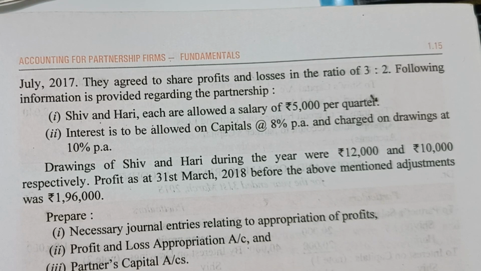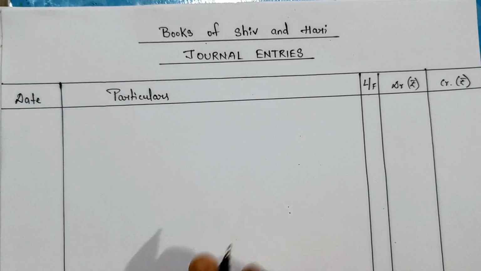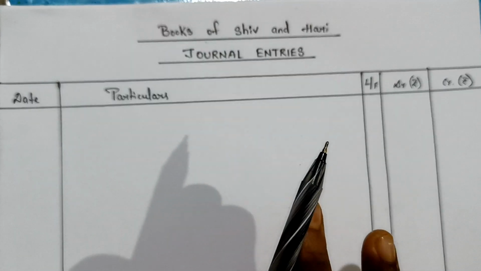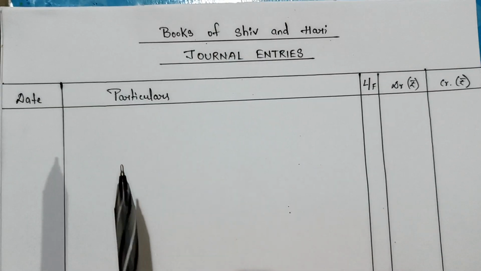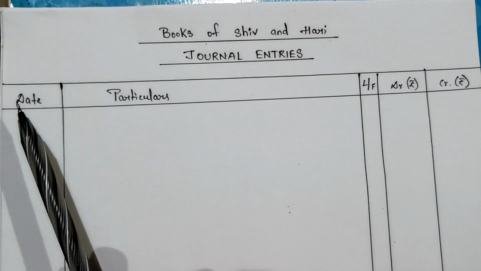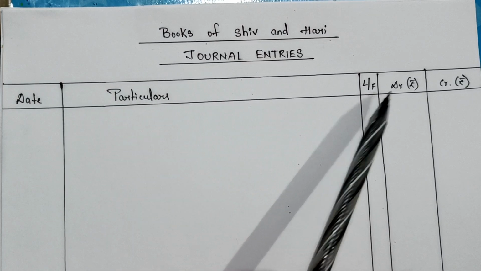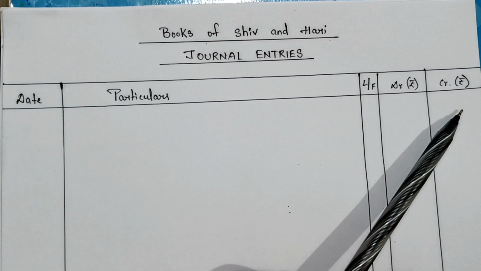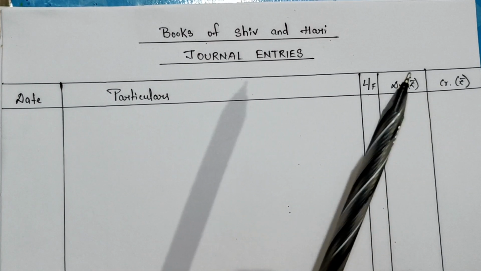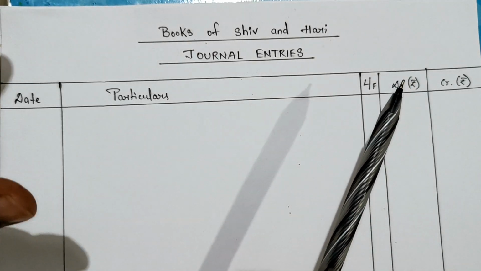Second is the profit and loss appropriation account and the partner's capital account. So let's start. This is the proper format for the books of accounts. All these columns are very much necessary to maintain. Whether the question has mentioned the date or not, it is important to make all the columns like date, particulars, ledger folio, debit and credit. So let me tell you the exact story, or a short story, of this question.